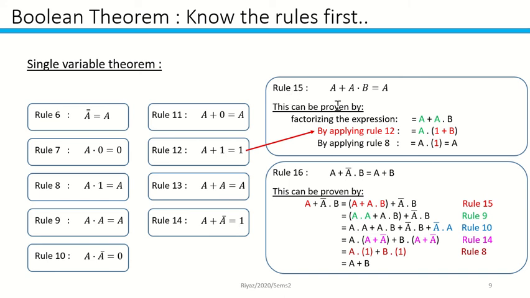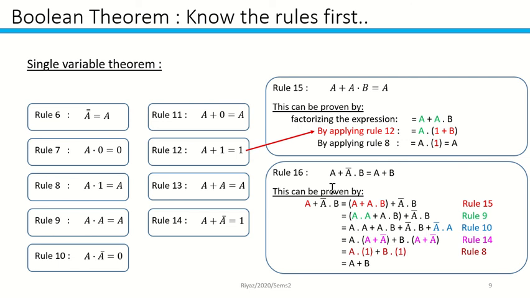Rule number 15, which is the most difficult one, is A plus A dot B equals A. How you're going to prove this one is, first you factorize the A. You take out the A outside, so you're going to have A dot, in the bracket, 1 plus B. By applying rule number 12, A plus 1 is 1, so 1 plus B gives 1. And by applying rule number 8, when you times A with 1, you're going to have A.